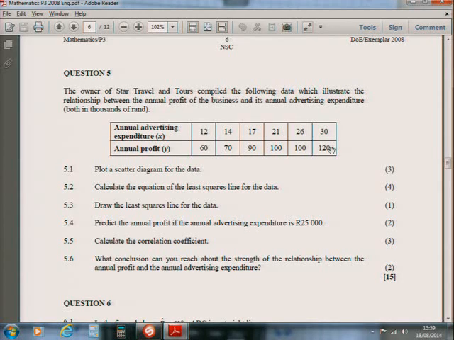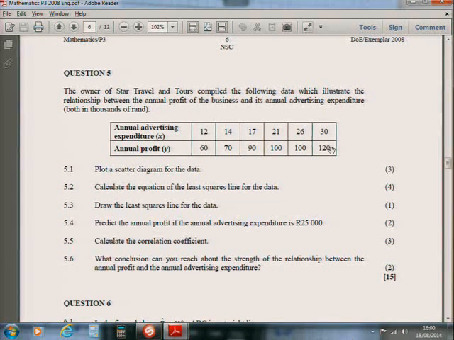I am now on the Y, annual profit. The first one is 60 equals, 70 equals, 90 equals, 100 equals, again 100 equals, and the last one is 120 equals. Good. They are now all in the calculator, both columns. Check your calculator there. They are both in the calculator.